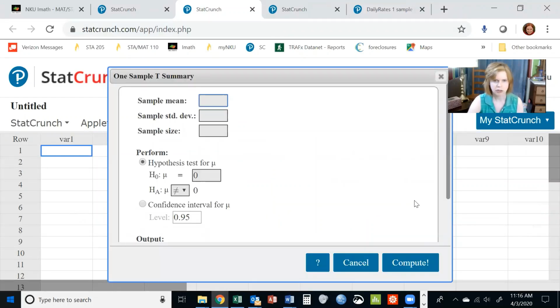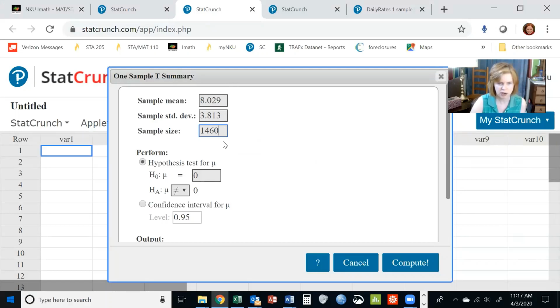All right. So here I'm going to put in my sample mean, which was 8.029. All right. The sample standard deviation, this was 3.813. And my sample size, which was 1,460. So this describes my sample. The average wind speed was 8.029 miles per hour, standard deviation 3.813 miles per hour, and we had 1,460 measurements.